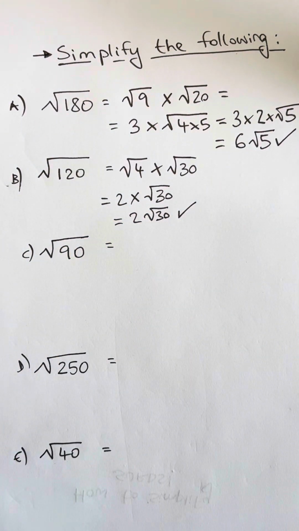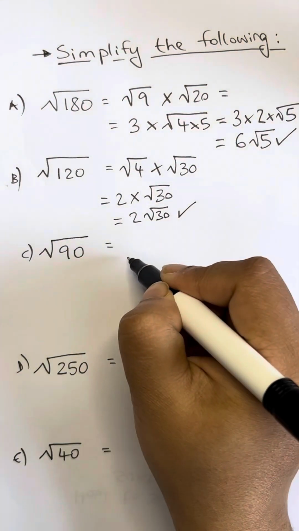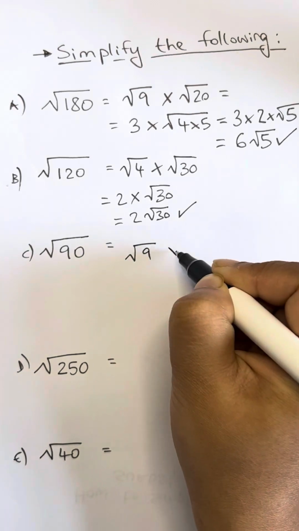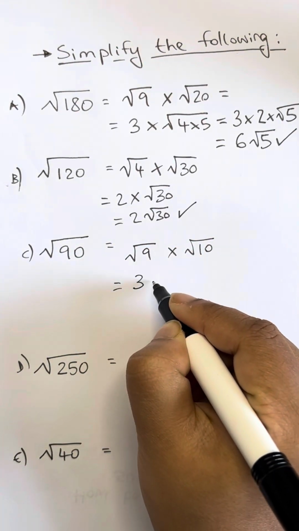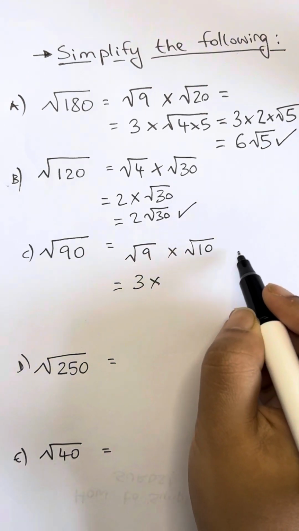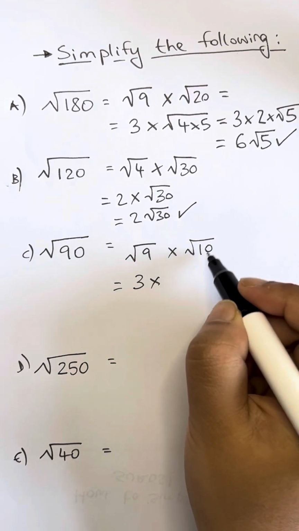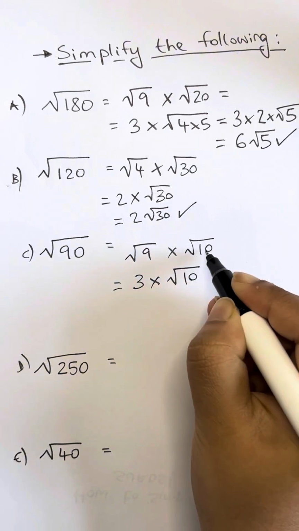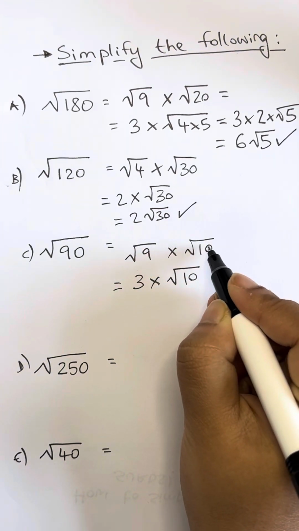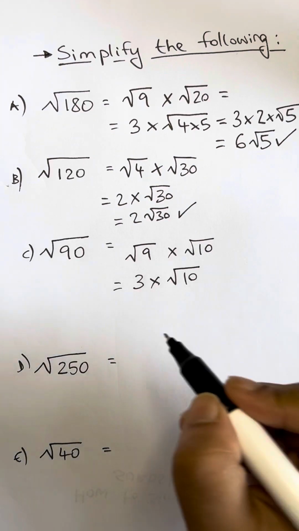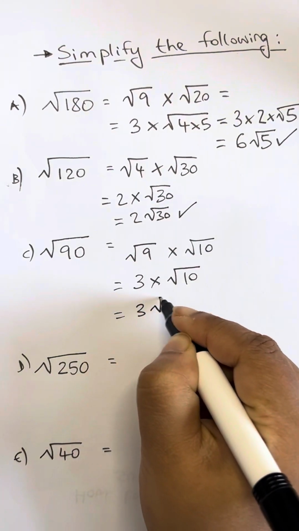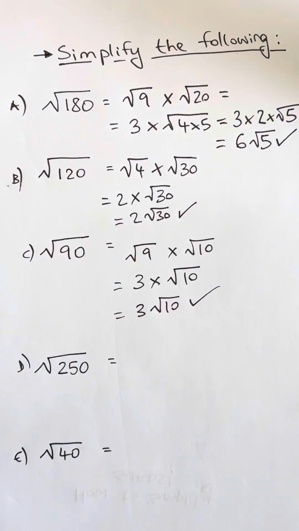What about square root of 90? What's the biggest square factor that you can have? That's right, square root of 9 times square root of 10. So that's 3 multiplied by root 10. Can I simplify 10? No, I can't, because 10 is just 5 times 2. I don't have any square factor, do I? So I just leave it as 3 root 10, and that's my final answer.